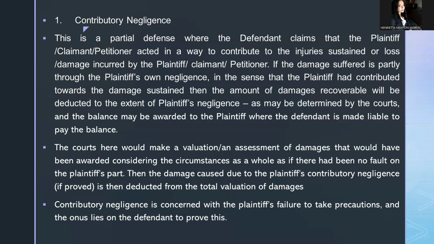We'll go through contributory negligence as well. Now, there is a partial defense where the defendant claims that the plaintiff, claimant, or petitioner acted in a way to contribute to the injury sustained or lost damage. That means he also has a part in that damage that is caused.